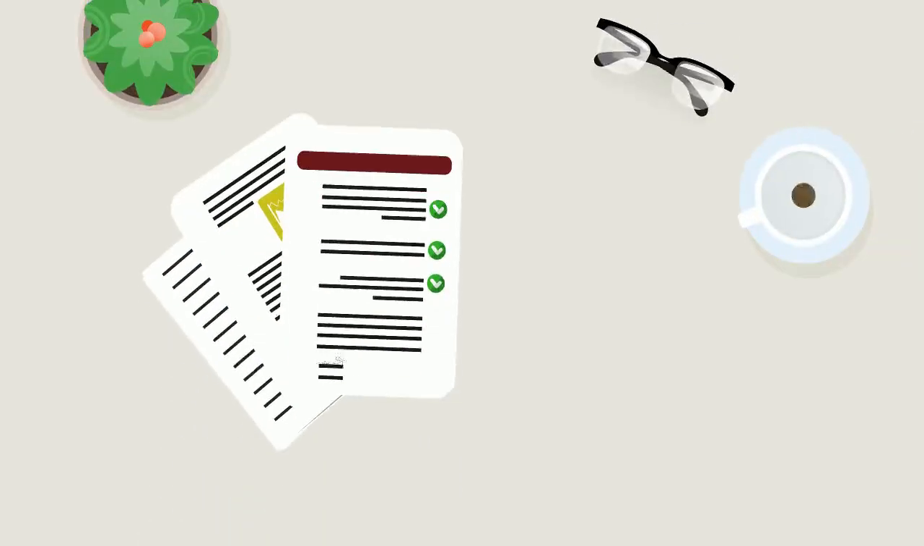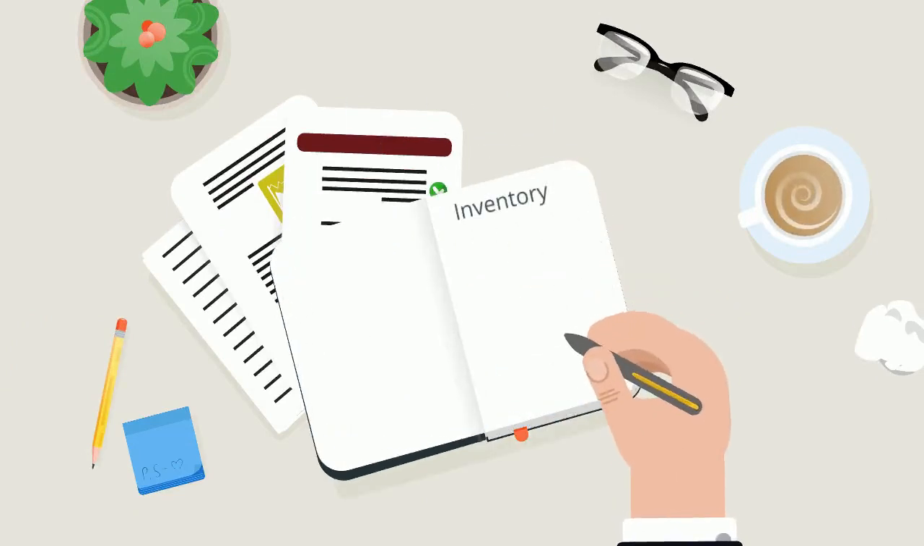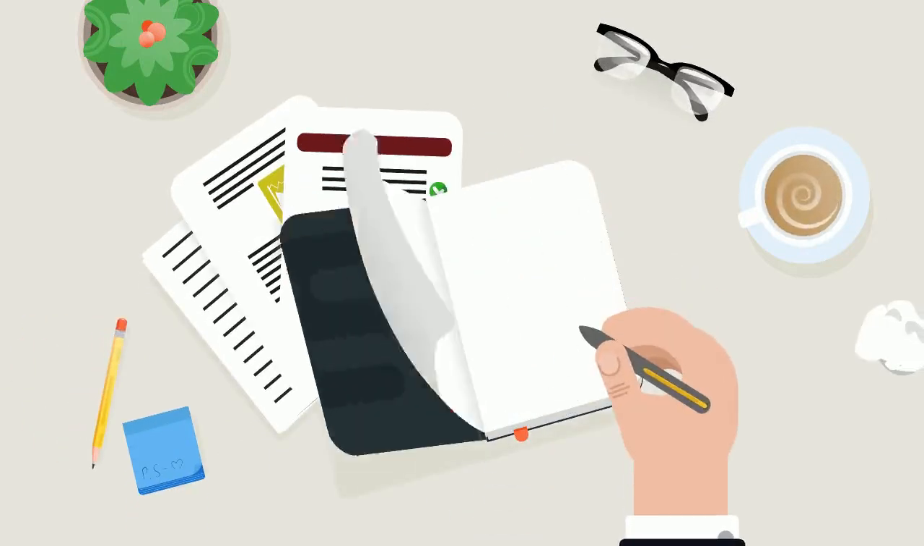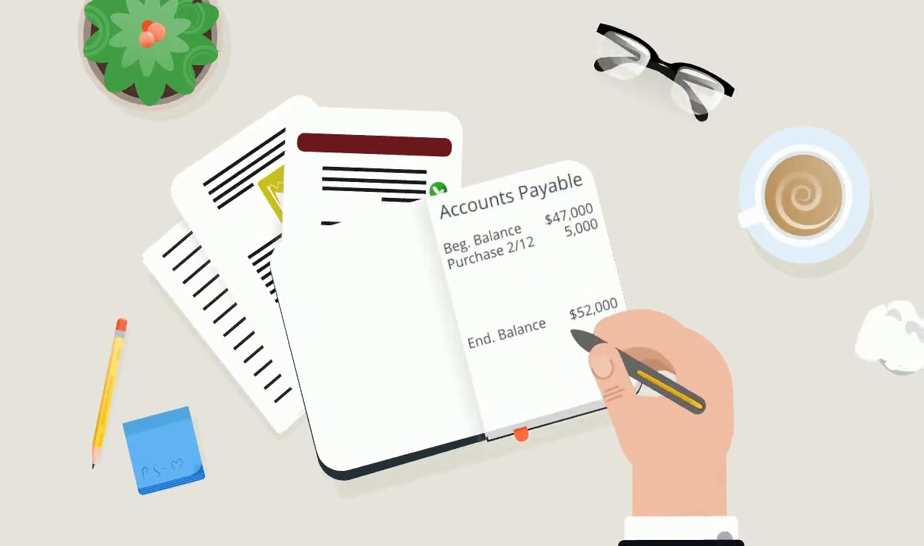For our example, we would turn to the page titled Inventory and record an increase in that account of $5,000 and update the balance in that account. We would then turn to the page titled Accounts Payable and record an increase in the account of $5,000 and update the balance in that account. Now we have posted the entry and updated all impacted accounts. We're in balance and all up to date.